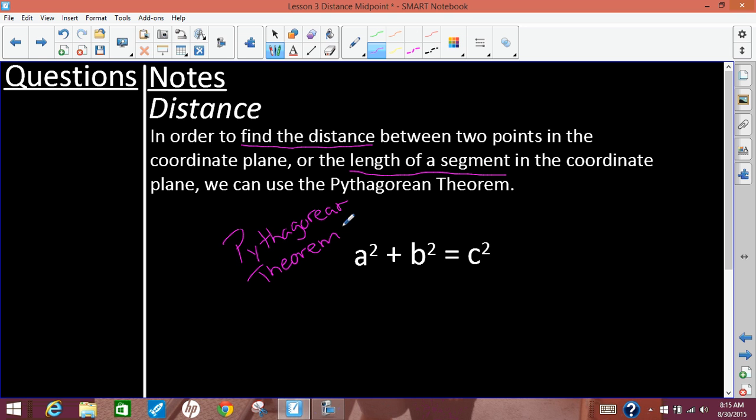Right triangles are going to pop up a lot in geometry, and they're very helpful, and it's very helpful to know this theorem, this formula, backwards and forwards. So we're going to be given 2 points that both have x's and y's, and we're going to use those to plug in to the Pythagorean theorem. And the best way to show this is by doing an example, so we're going to do just that.